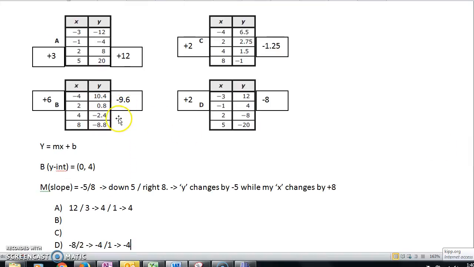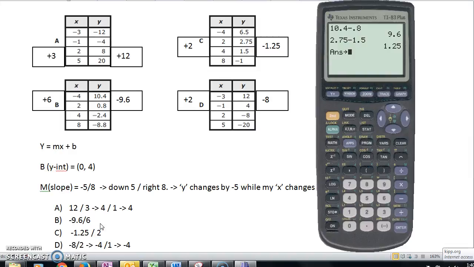Answer choice B, my slope, my rate of change was negative 9.6 over 6. So let me write that down first. Negative 9.6 over 6. For answer choice C, my slope was negative 1.25 over 2. So I want an easier way to turn these into fractions. And there's a way we can do that with the calculator by telling our decimal value to become a fraction. So let's start with answer choice B. It says negative 9.6 divided by 6. So the way you find out what the fraction would be is you figure out the decimal version. So I get negative 1.6.